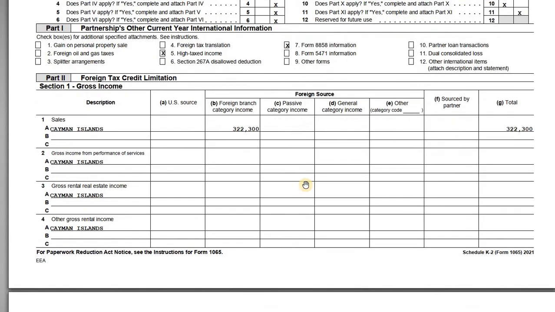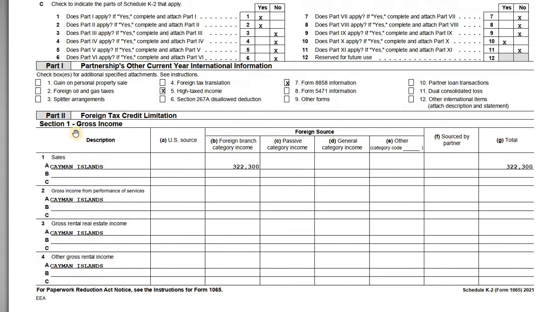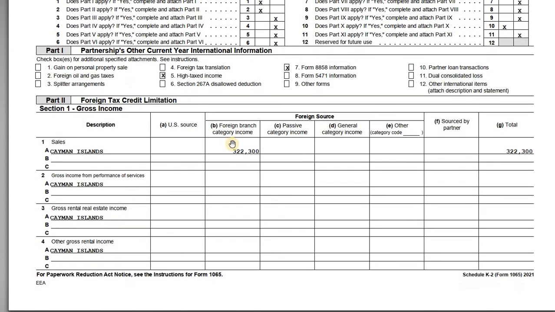Okay, so now if we really get into the meat of this, starting with Part 2, the FTC limitations and Section 1 on gross income. All right, so how does this work? So Section 1, gross income, is where we separately state by category the type of income, so top to down, and then across left to right based on its source and the type.